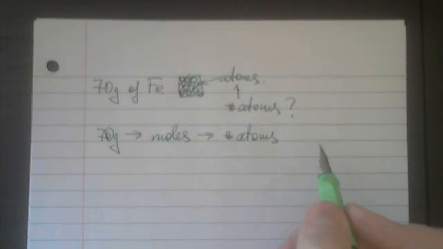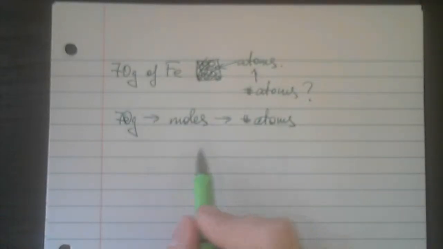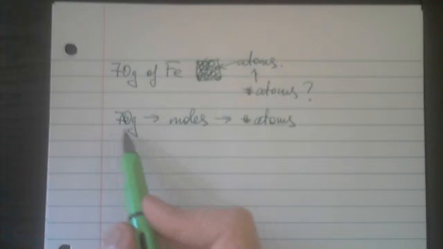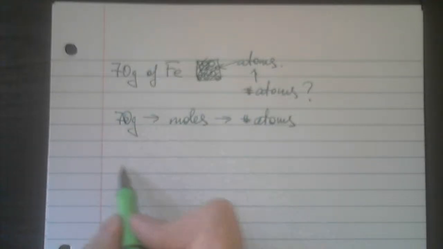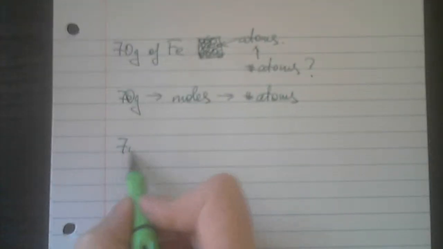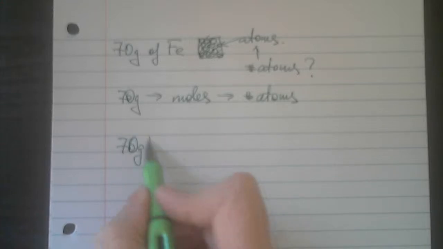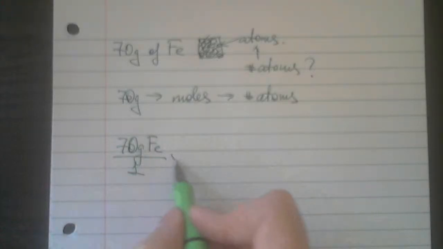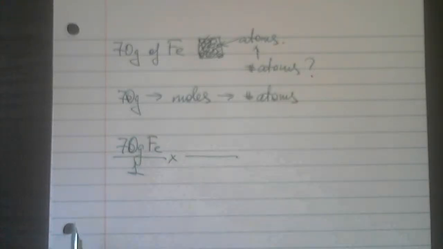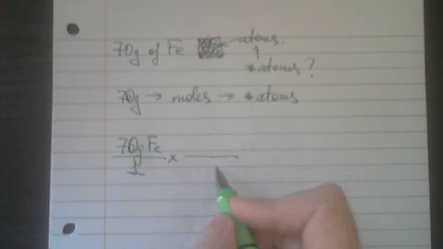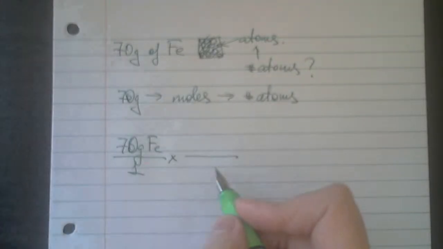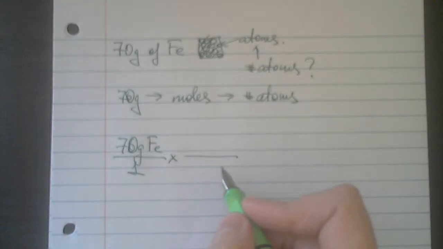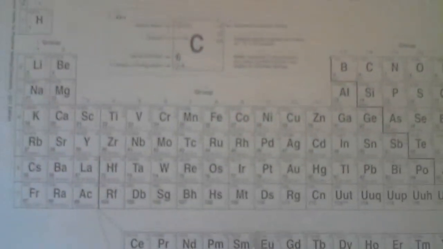For these conversions, we will use the gram formula mass and a number, understanding that a mole is a specific number. So for the first conversion, I start with information that I know: 70 grams of iron over 1. And I will multiply it by the conversion factor. This conversion factor I will find on the periodic table, the information that we'll find right here.